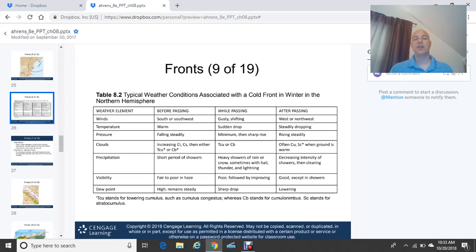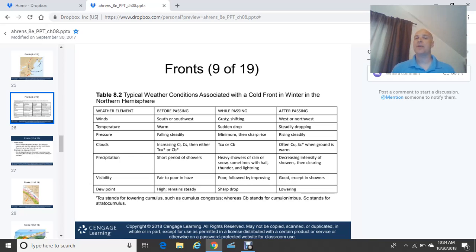The visibility is usually fair to poor. It can be poor in haze and also in heavy downpours that start and stop quickly. The dew point will remain high before a cold front passes. Now, when the cold front actually starts to move through the area, your winds become more gusty and start shifting direction. You'll start feeling a sudden drop in temperature. The barometric pressure will be at its lowest point when the front is passing through.